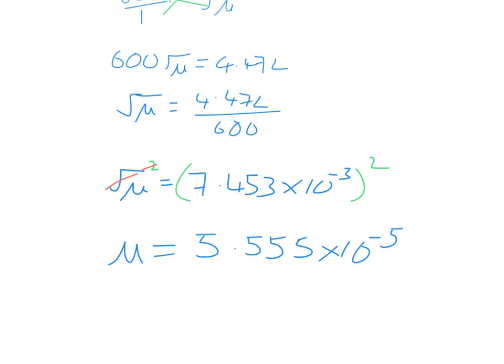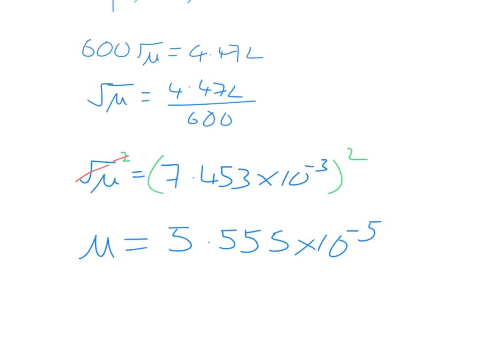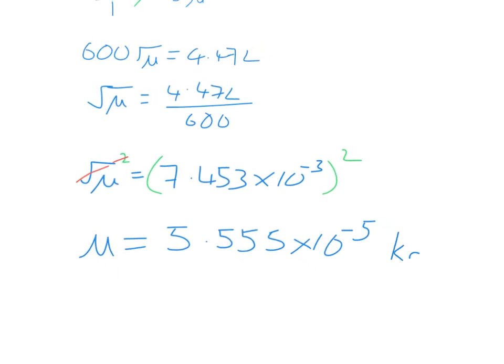But then our units for mu, we have to think about what mu is. It's mass per unit length. So mass is kilograms, and then length is meters. So kilograms per meter.